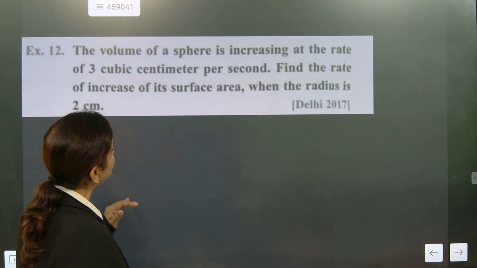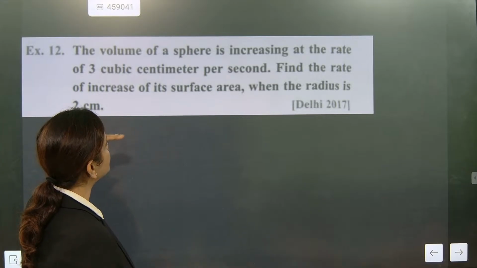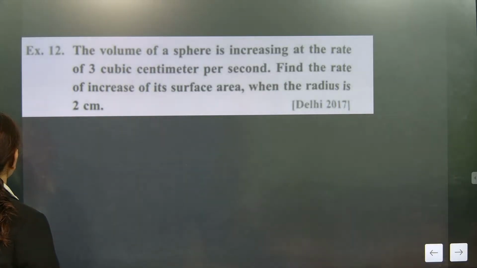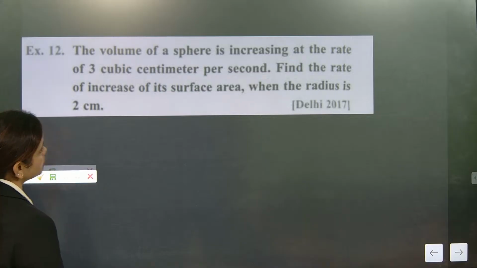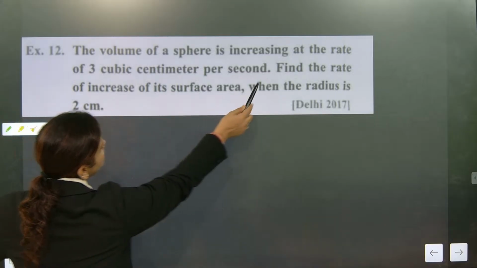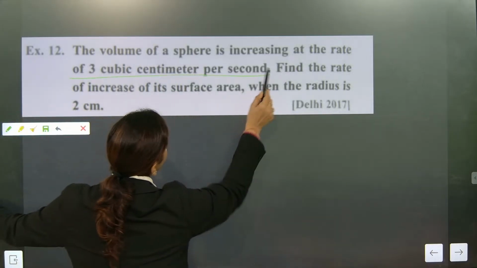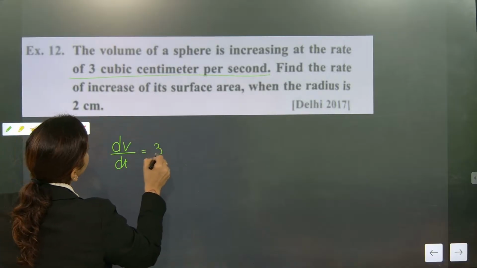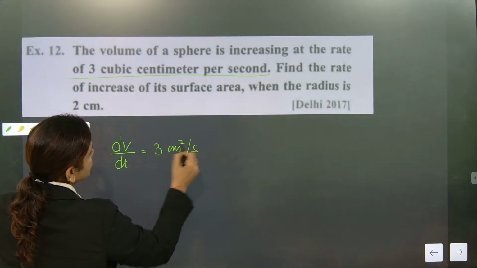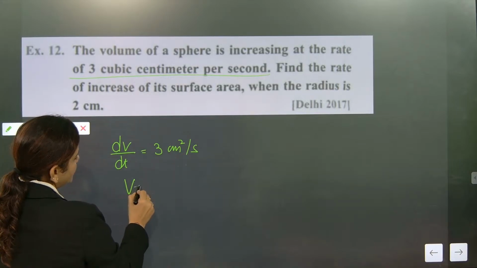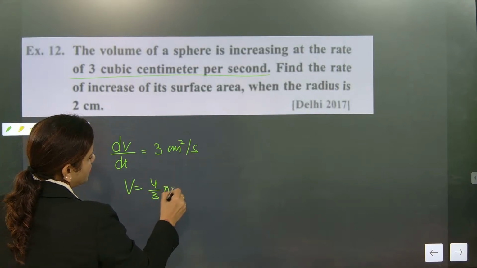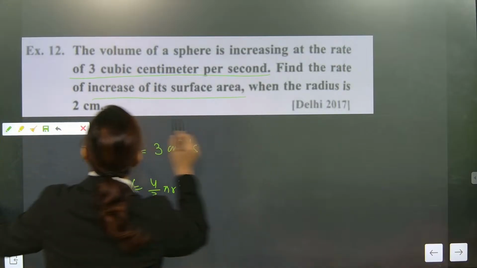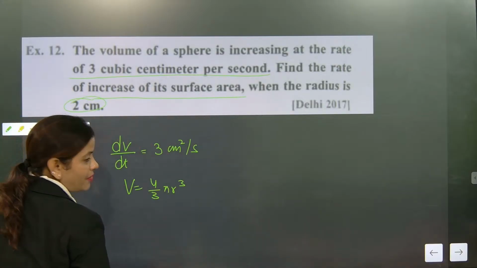Now look here, the volume of a sphere is increasing at a rate of 3 cubic centimeter per second. So the volume of a sphere is increasing, and we are going to solve exactly the same type of question. dV by dt is equal to 3 cubic centimeter per second. Understood? The sphere formula is 4 by 3 pi r cube. Then we need the rate of increase in its surface area when the radius is this much.